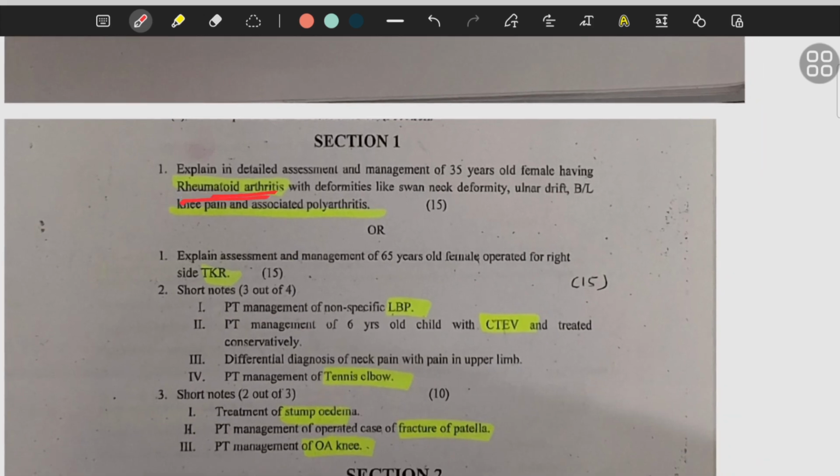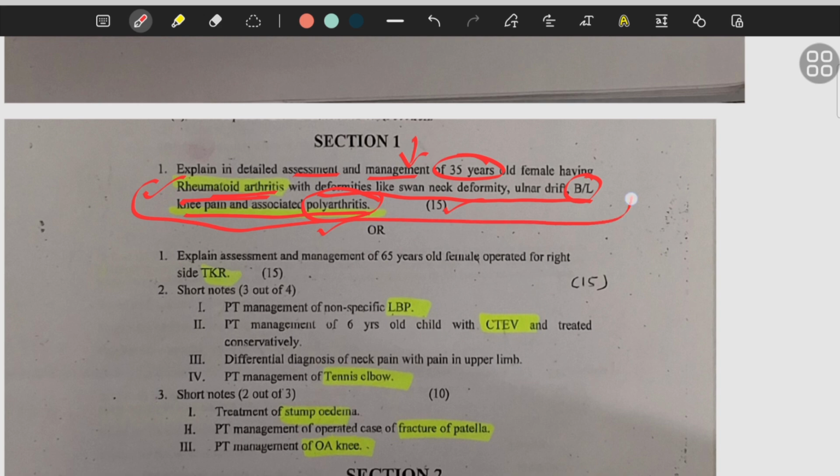Then again, RA. If you see over here, they have asked to write the assessment and management of a 35-year-old female with the deformities so and so. And also they have written that the patient has bilateral knee pain with associated polyarthritis. So the patient has the condition with some deformity also associated bilaterally. So you have to remember what you will write in the management, focusing on all these things.